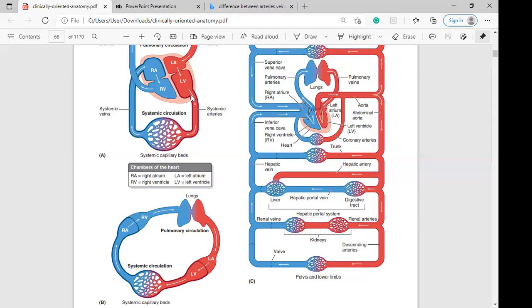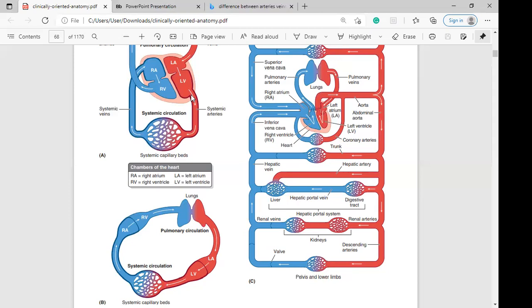The tricuspid valve is located in the right atrium. The bicuspid valve is in the left atrium. No, not in the right atrium. The bicuspid is located between the left atrium and the left ventricle. So it is not in the atrium, it is in between the both of them.